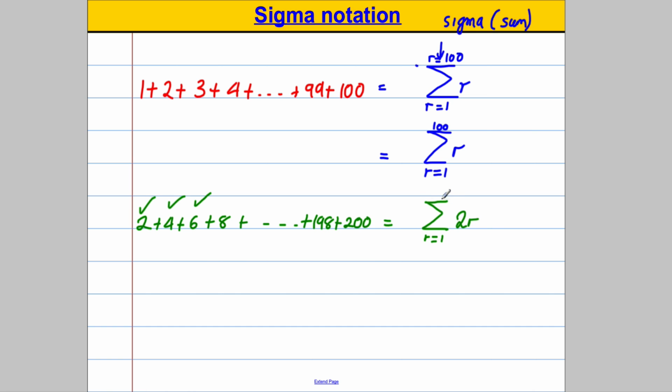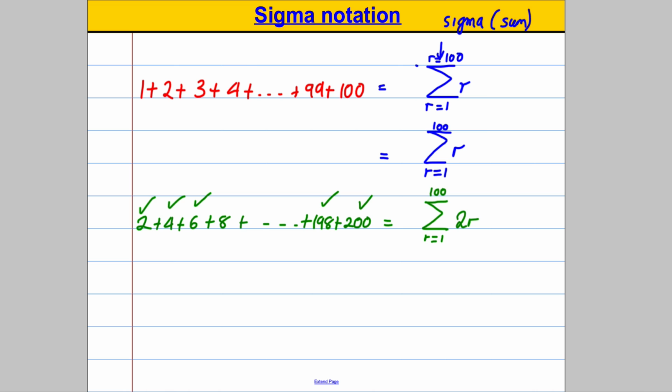Now be careful, r doesn't go up to 200. Think about it. If I put r as 200 in there, 2 times 200 would be 400, not what we want. r actually goes up to 100, because 2 times 100 would give me the 200, and 2 times, let's say, 99 would give me the 198. Okay, so that's a basic idea of sigma notation. Now, I'm going to do 3 examples that hopefully make this make a bit more sense to you.